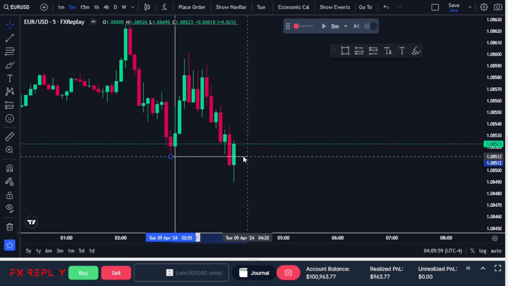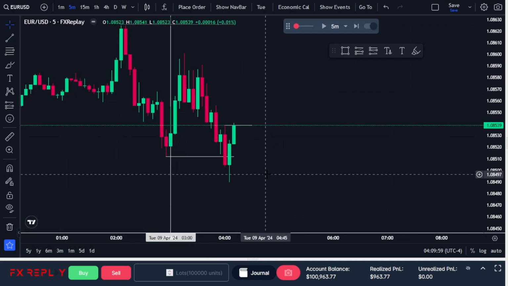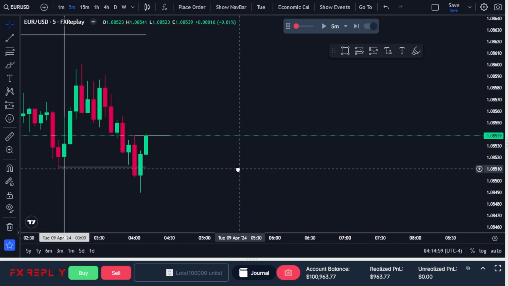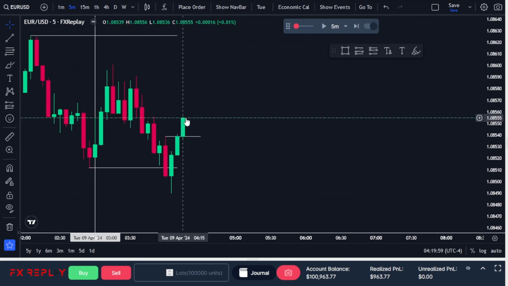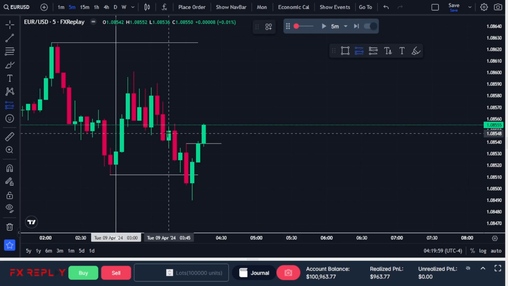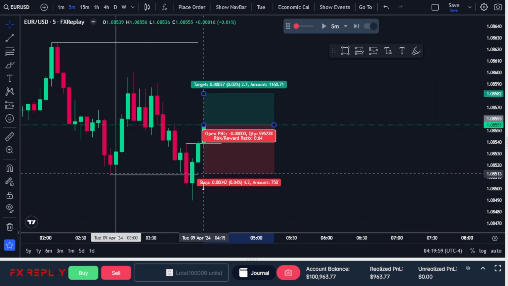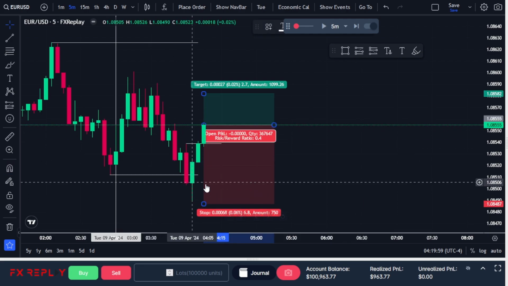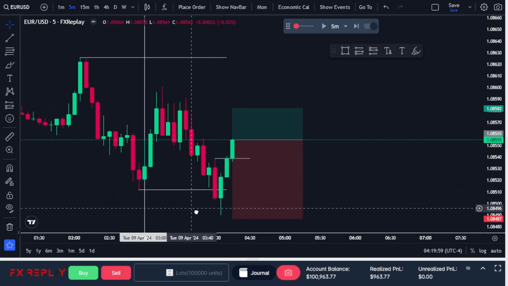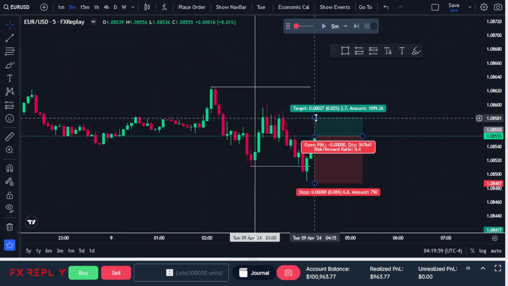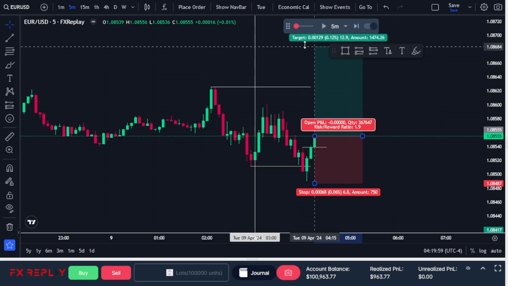Here, the low of the Asian range has been broken. Now, we'll wait for a shift in market structure to confirm the reversal. Once we see that shift, I'll enter the trade right away using market execution. I'll place the stop loss below the recent swing point, and for our take profit target, we'll aim for the same 1 to 2 risk to reward ratio.